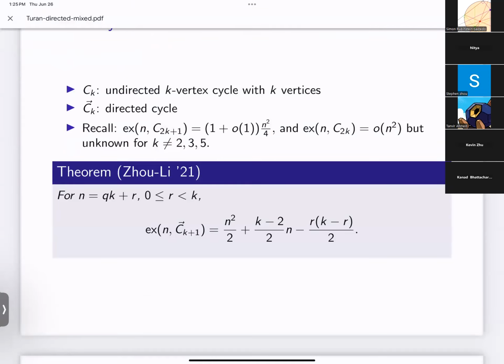So Joe and Lee in 2021 gave an exact characterization for the Turán number of a directed cycle. And maybe the only thing I'll call your attention to here is that the difference between odd and even doesn't really matter very much at all.